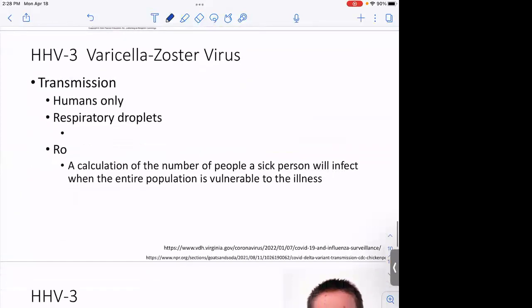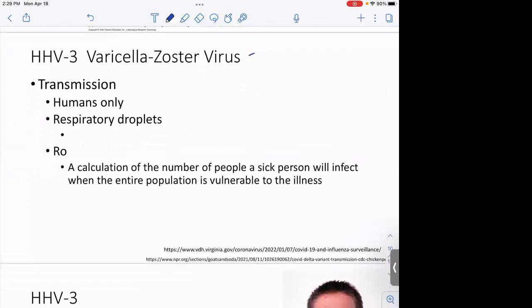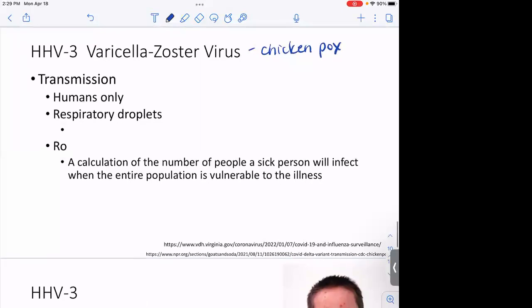So HHV3, called the varicella zoster virus, like I mentioned, is the causative agent of chickenpox. And another one, again, that we're just passing around to humans. We didn't get it from chickens. It is named that because somebody thought the resemblance of the rash looked like the skin of a plucked chicken, apparently. How do we get it?